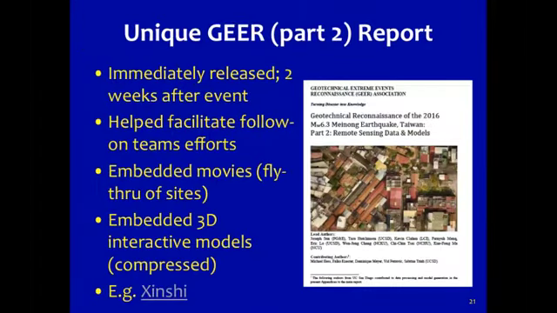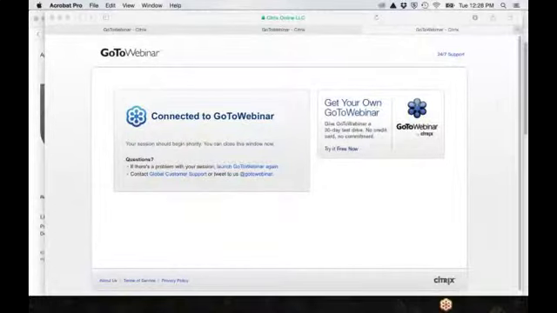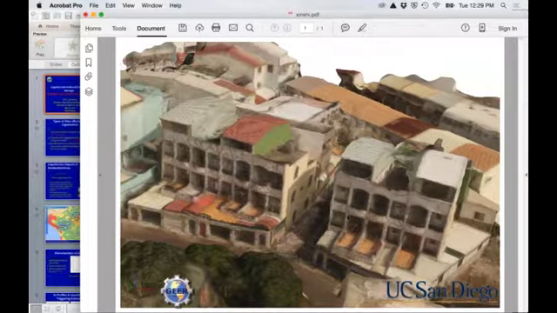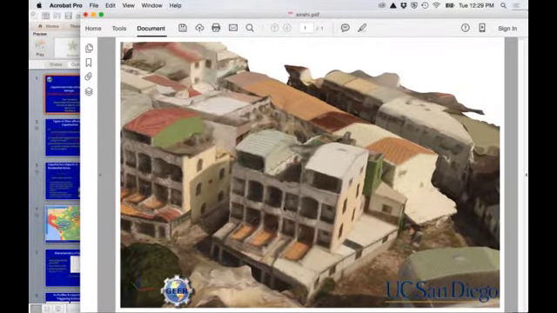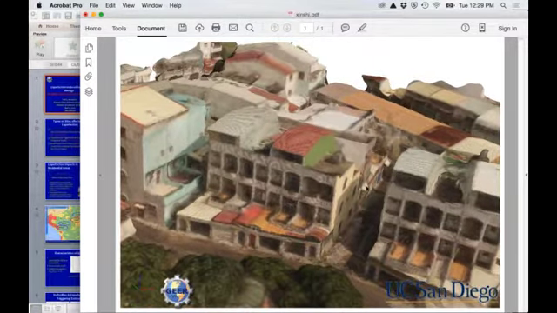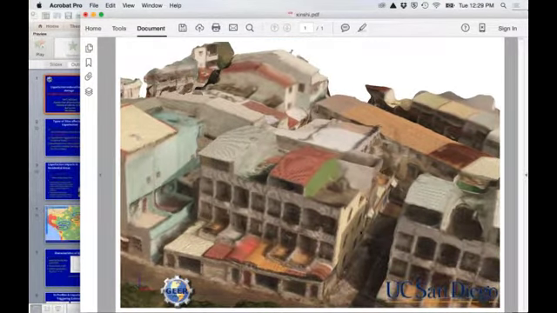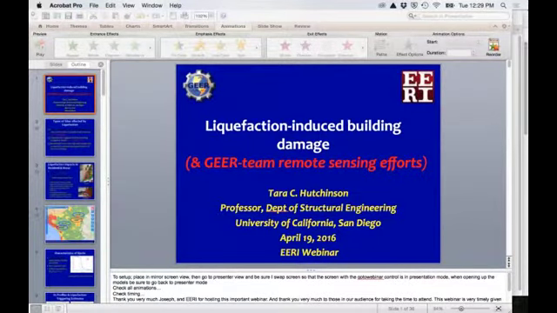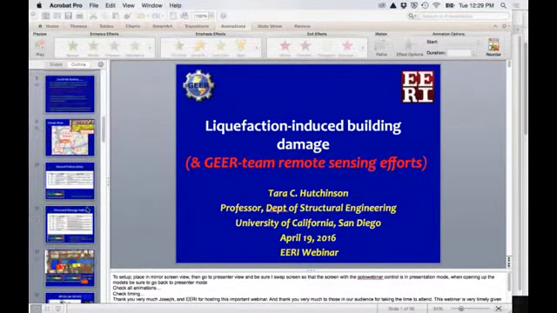We're very proud that we immediately were able to release a report with embedded movies and embedded 3D interactive models. And I can show you just one here. This particular model, I'm going to try to interact with it. This is embedded in our report. Obviously, you can maneuver in any direction, zoom in and out of the features, and as well, it's geo-referenced, so it provides quite a powerful tool for future analysis. Oops. To my final slide.